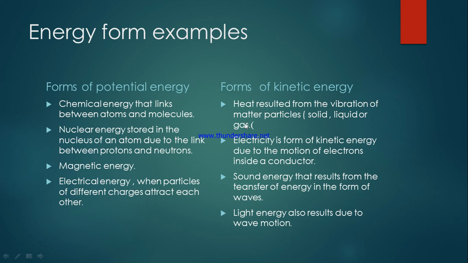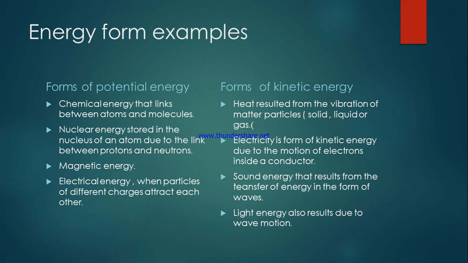Kinetic energy, like heat that resulted from the vibration of matter particles, as I showed you before in the previous slide, whether it's a solid or a liquid or even a gas. Electricity is a form of kinetic energy due to the motion of the electrons inside a conductor. So there are objects moving, like the electrons, and each electron has a mass.